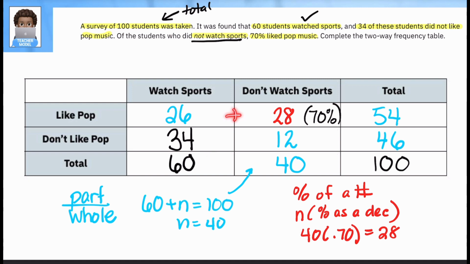Let's check this way just to make sure, and take out your calculator if you need to. 26 plus 28 does give us 54. 34 plus 12 does give us 46. And 40 plus 60 does give us 100. And that's it, Math Marbles. That's how I complete my table.